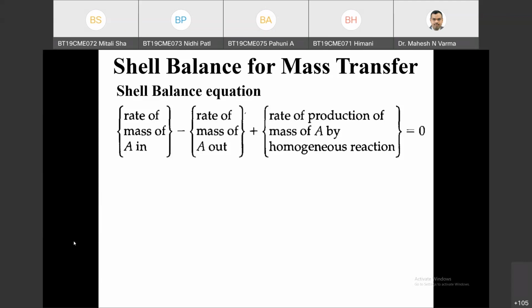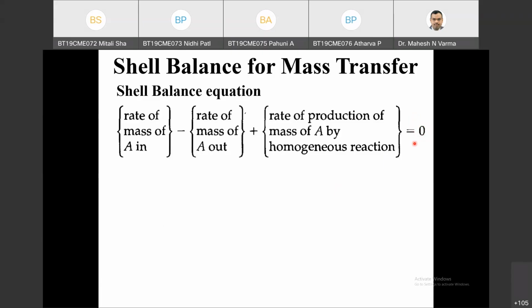Roll number 76, Atharva. Yes, sir. So when this will be non-zero? Hello. When this will be non-zero? The accumulation. Yeah, very good.